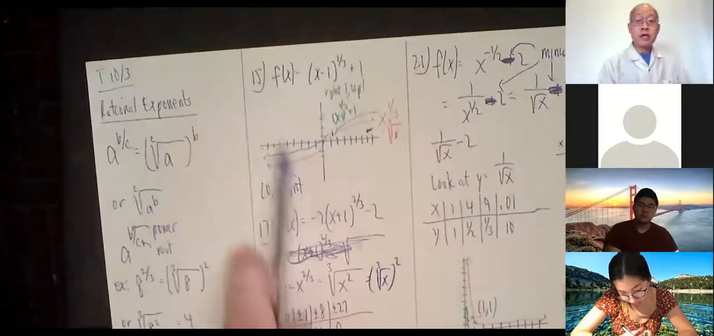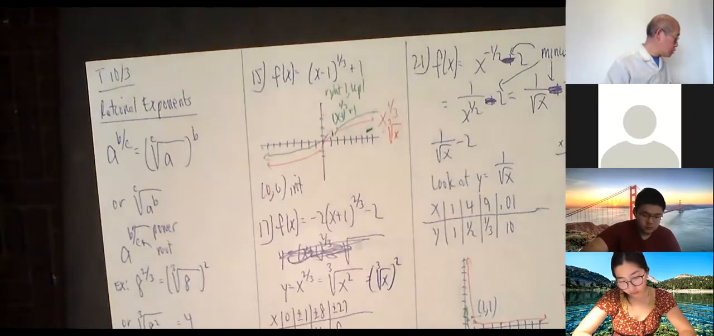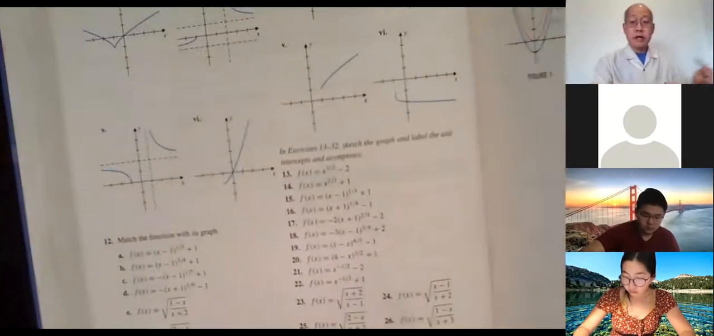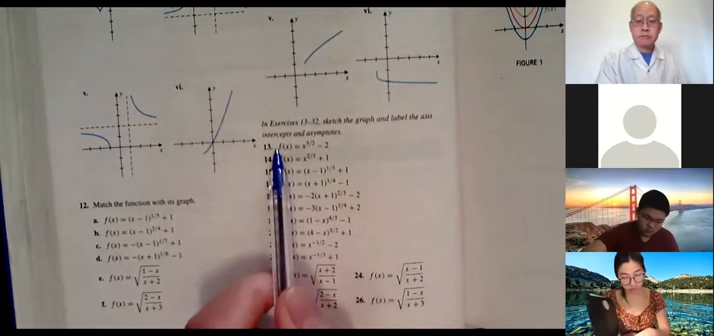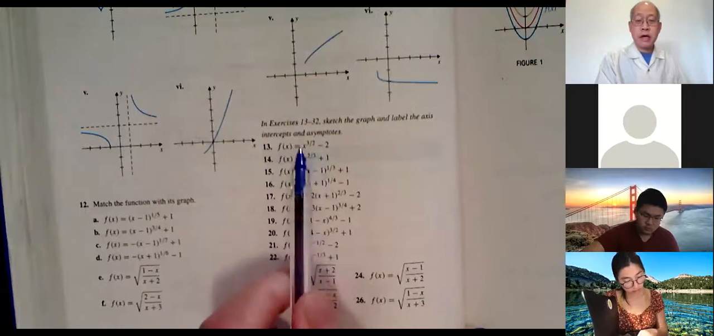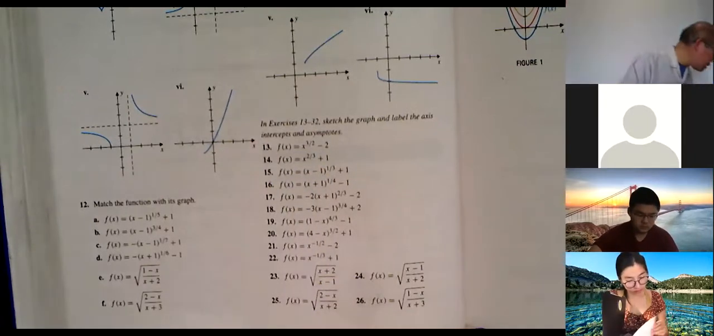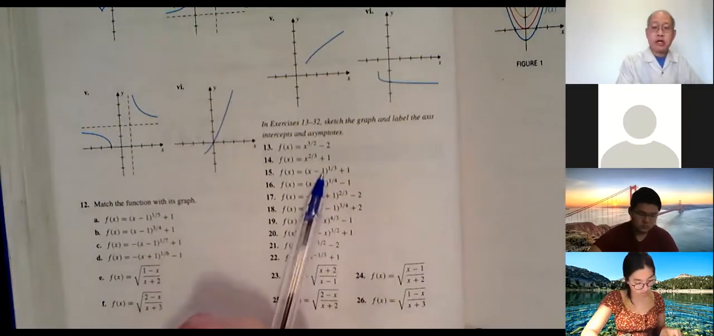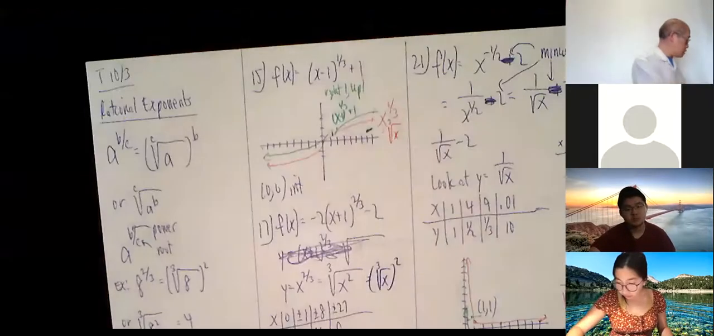Okay, problem number 15. f(x) = (x - 1)^(1/3) + 1. And this time we are going to graph it. Okay, so the instructions: sketch the graph, label the axis intercepts, x-intercept, y-intercept, and if there are any asymptotes. For 15, the basic function you want to think of is x^(1/3). That's your cube root function.